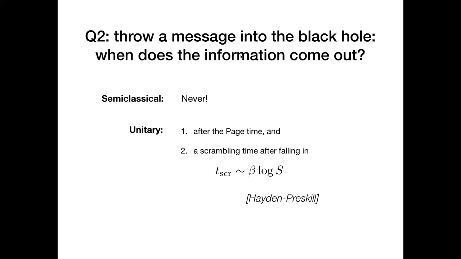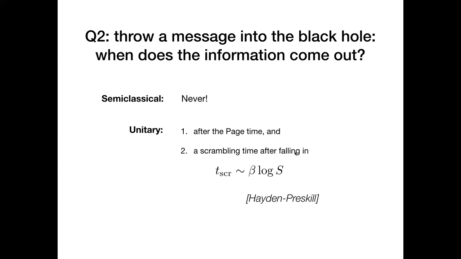And of course, Hawking's calculation tells you that the outgoing radiation is just thermal, and it's basically independent of the information content of what went in. So the information never comes out. It's information loss. But on the other hand, if the evolution of the whole system was unitary, and with fairly generic assumptions on what the system does, the information actually comes out very soon.